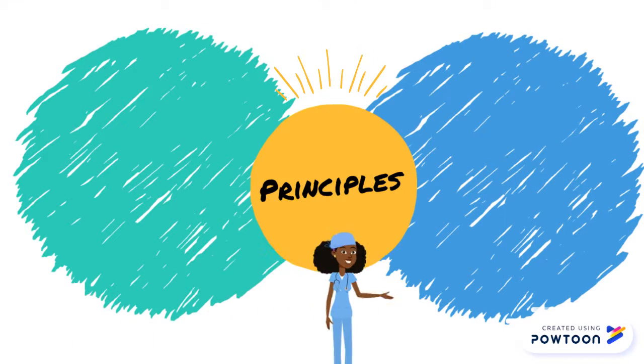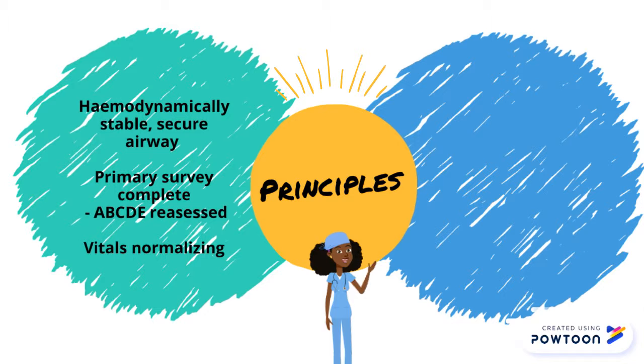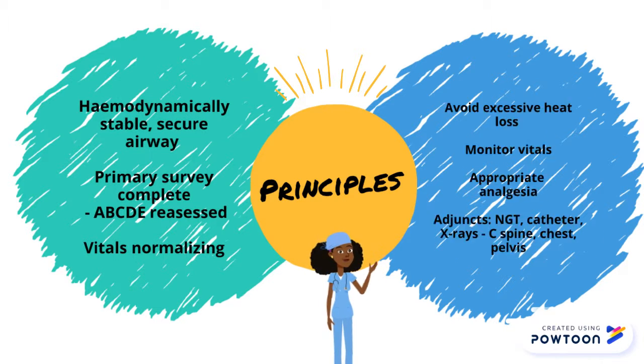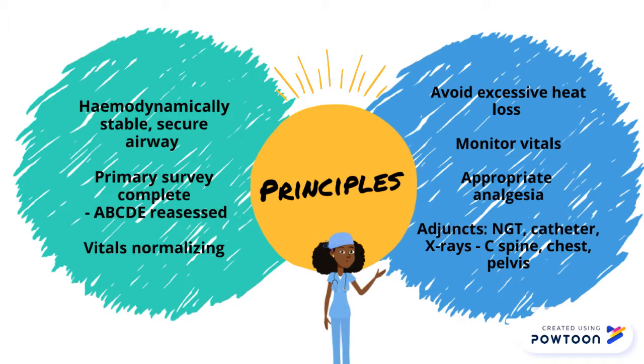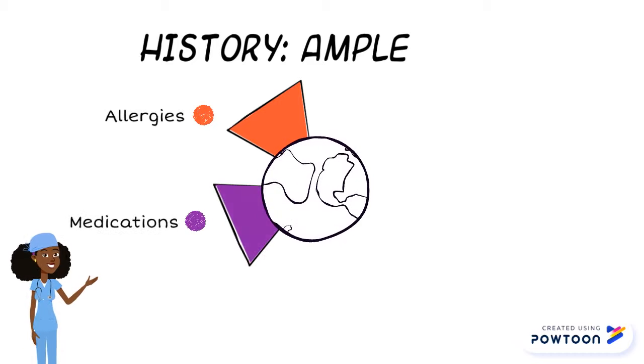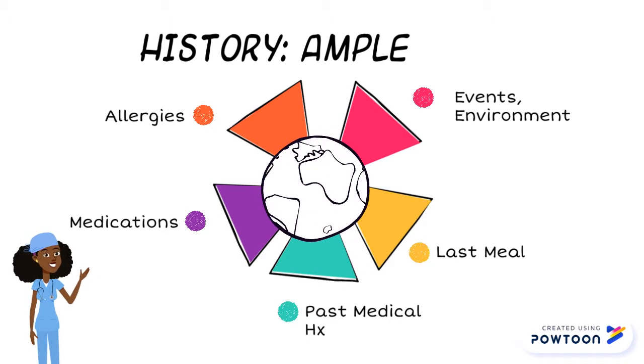In moving to your secondary survey, your patient should be hemodynamically stable with a secure airway, the primary survey complete and reassessed. Continue to monitor patient vitals and avoid excessive heat loss in children. A detailed history can now be taken from the patient using the AMPLE template.